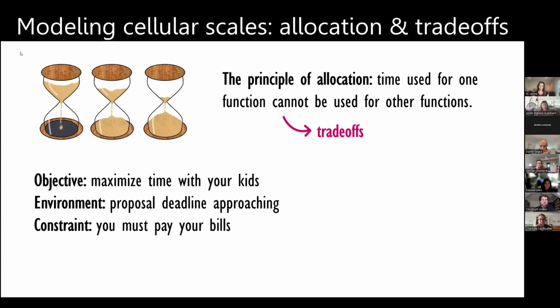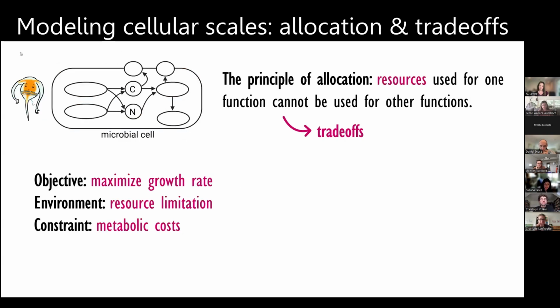So we can apply the same logic to microbial cells. Microbial cells must acquire resources, which can be energy, carbon, nitrogen, or other nutrients, and they need to choose how they're going to allocate these into different functions. So for example, we can think that the objective of our model here is that a cell should maximize its growth rate under resource limitation, but also pay for the metabolic costs.